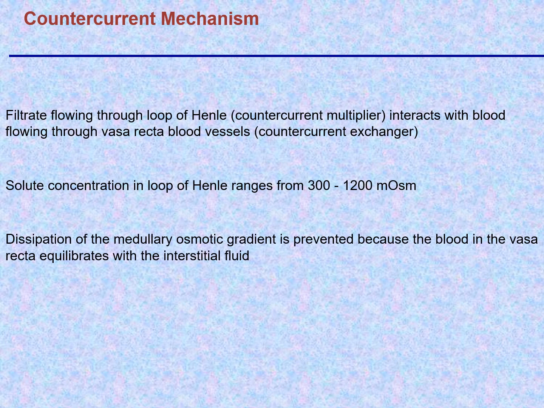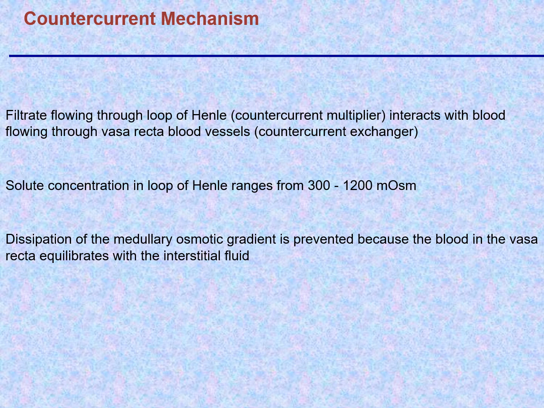This mechanism involves interaction between the filtrate flowing through the loop of Henle and the blood plasma flowing through the capillaries around the loop of Henle, and that is the peritubular capillaries, particularly the vasa recta, which are around juxtamedullary nephrons. Remember, juxtamedullary nephrons are those nephrons that send their loop of Henle deeper down into the medulla.